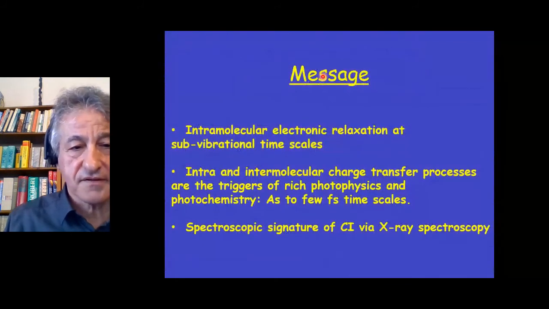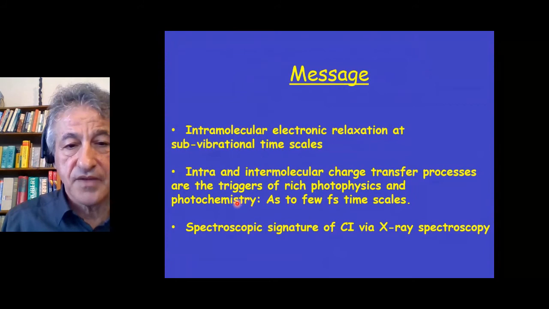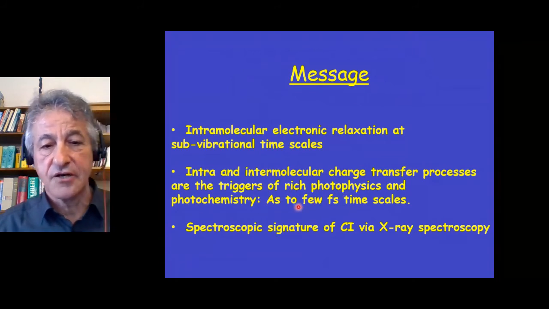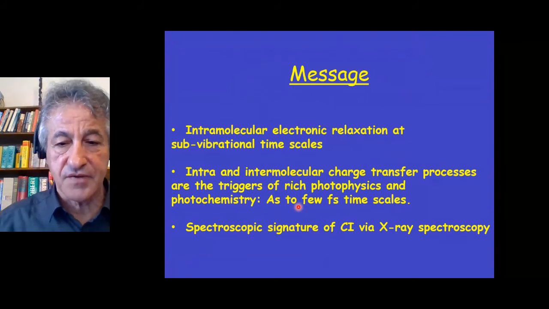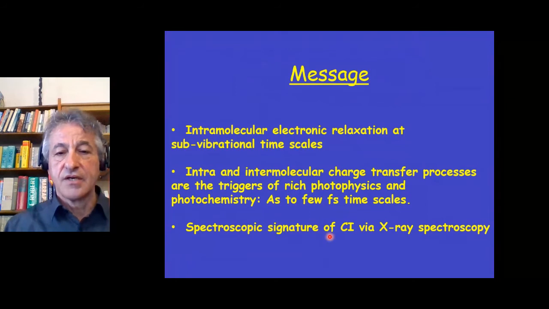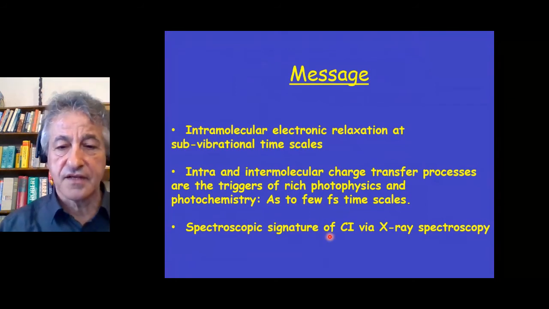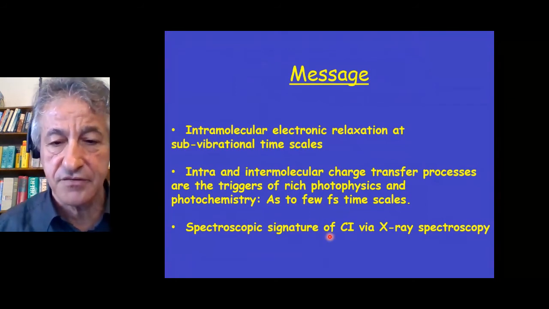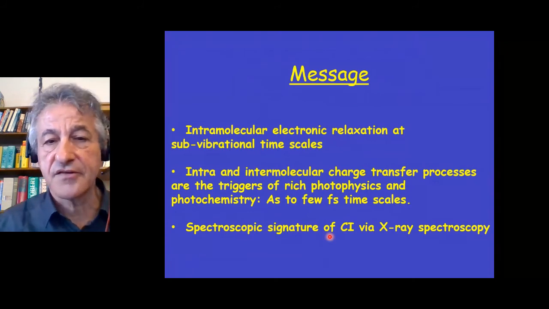Okay, with this, the message: intramolecular electronic relaxation is diabolically fast in these molecules. Intra and intermolecular charge transfer, so these last examples, are triggers of rich photophysics and photochemistry, and I believe that they take place on attosecond to few femtosecond timescales. And then, we believe we now have a way of harnessing, or detecting, the passage through the conical intersection via X-ray spectroscopy.